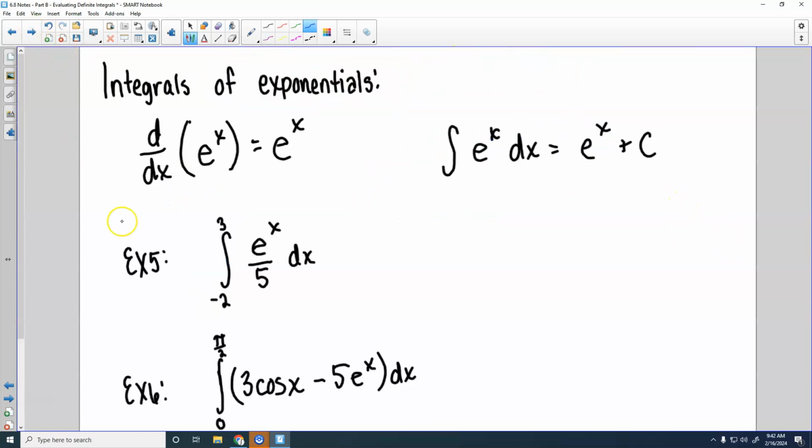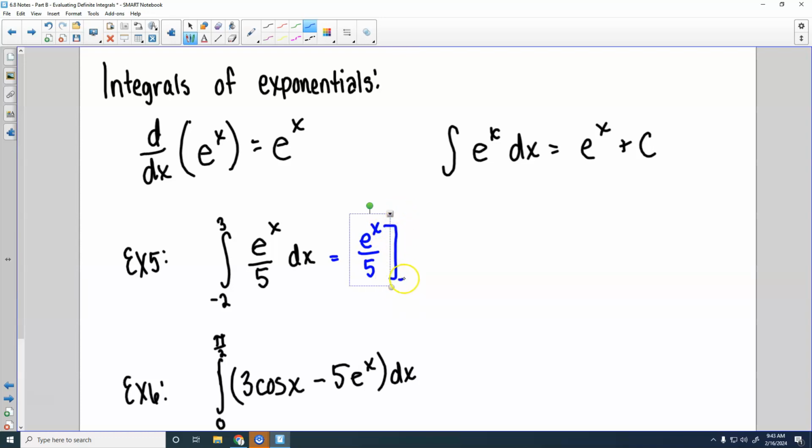There. Now, let's talk about an even easier one. Even easier is your e, because what is the derivative of e to the x? E to the x. So what's the integral of e to the x? E to the x. So when we take the integral of e to the x over 5, that's really just like 1/5 e to the x. That 5 is just a coefficient, really, right there. What are we going to get? E to the x over 5.